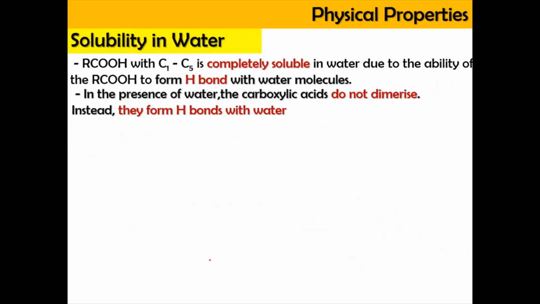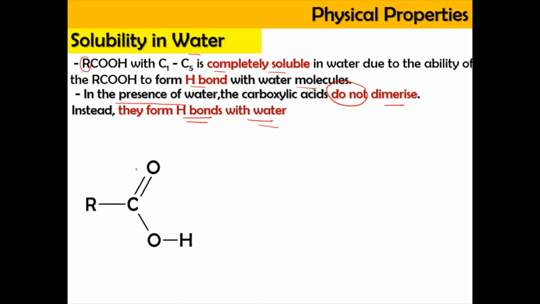Alright, now we're going to talk about the solubility in water. So the carboxylic acid, which is represented by RCOOH here, with carbon number 1 until the longest carbon chain is 5, is completely soluble in water due to the ability of the carboxylic acid to form hydrogen bond with water molecule. So in the presence of water, the carboxylic acid do not dimerize. Instead, they form hydrogen bond with the water molecule.